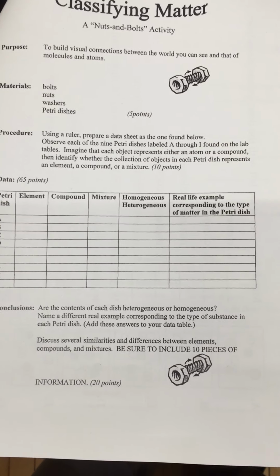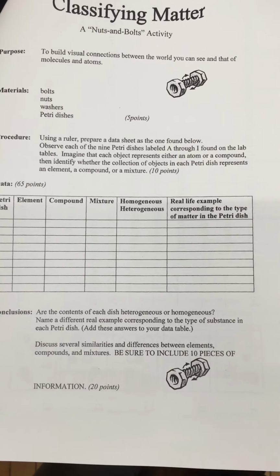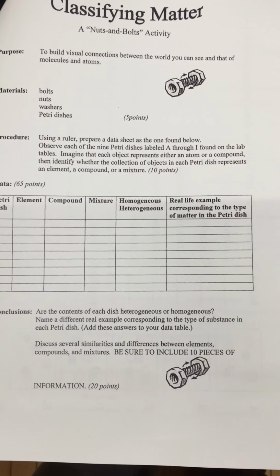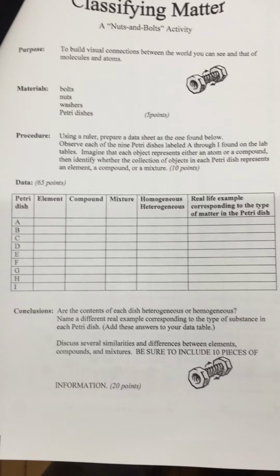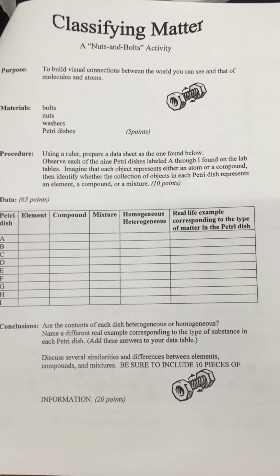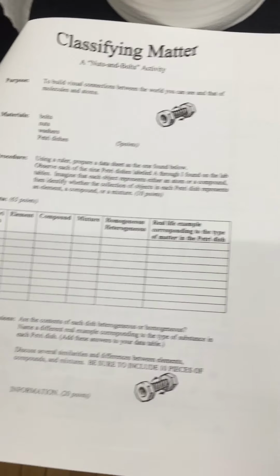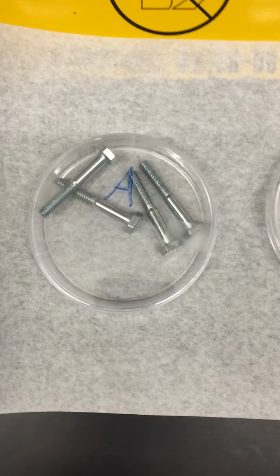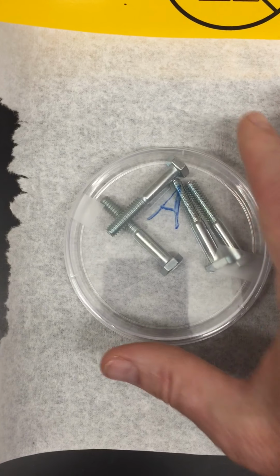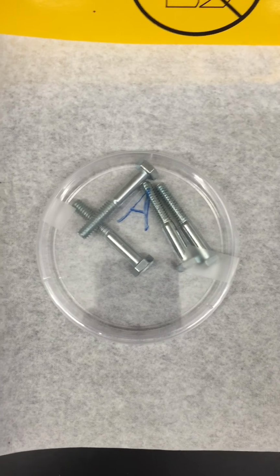So I'm going to show you each of the Petri dishes in order, A through I, and then that's essentially going to be the end of it. You will have this table with you because it's part of the packet, and then you can go from there. So here we go. This is Petri dish A, and you can see in there that there are only bolts.